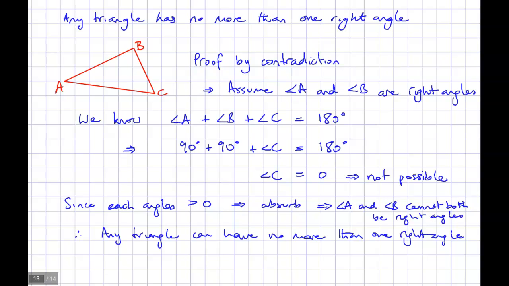So again, proof by contradiction: come up with the opposite case, try and prove it, come up with some nonsense, and because of that nonsense, because of that impossibility, therefore your assumption is wrong, and because your assumption is wrong, therefore the original statement must be correct.